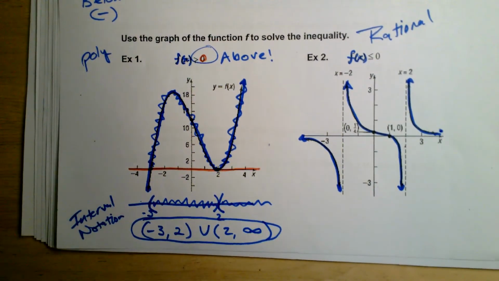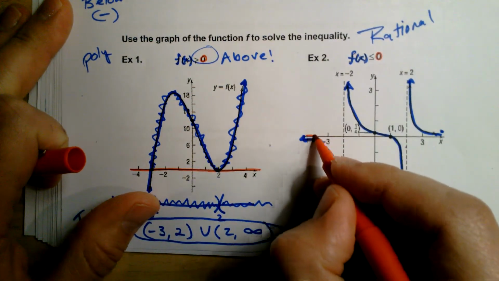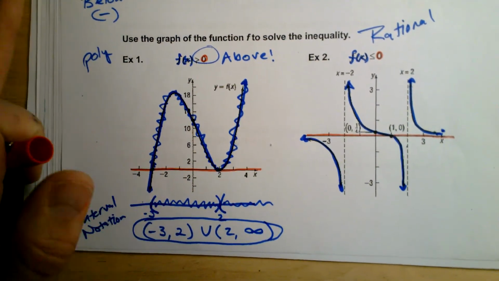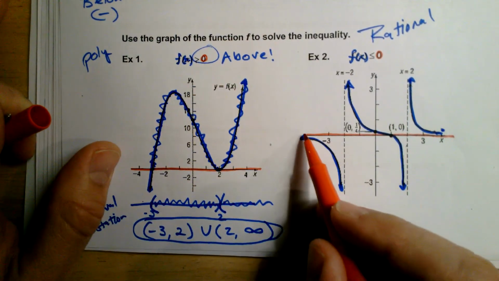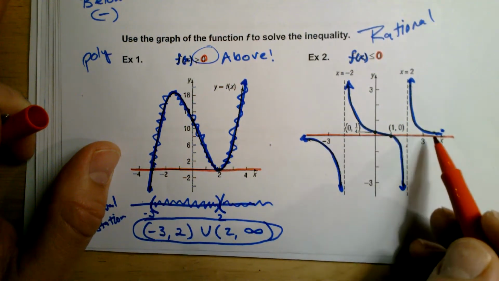And then it's where f of x is less than or equal to 0. So 0, again, is the x-axis, so I'll color that. One of the questions I had earlier today is, well, this kind of looks like an asymptote at y equals 0. And I said it is.